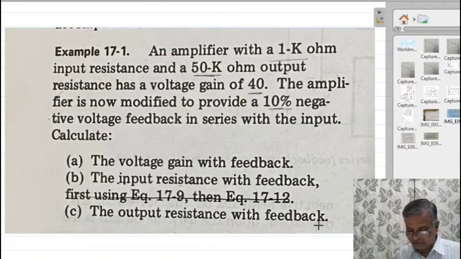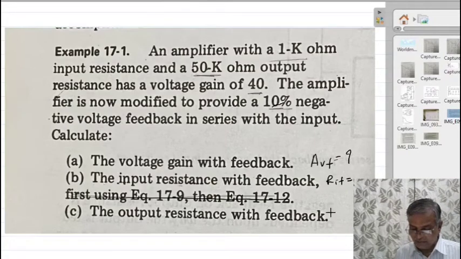And the output relation with feedback. Otherwise I have to give the equation, the output relation with feedback. So let's do this. What they have given: this is RI, this is RO, this is AV, this is K, which is minus 10%, so minus 0.1. What do I have to calculate? The voltage gain with feedback, which means I have to calculate AVF, and RIF, and ROF. Let us do the calculation.